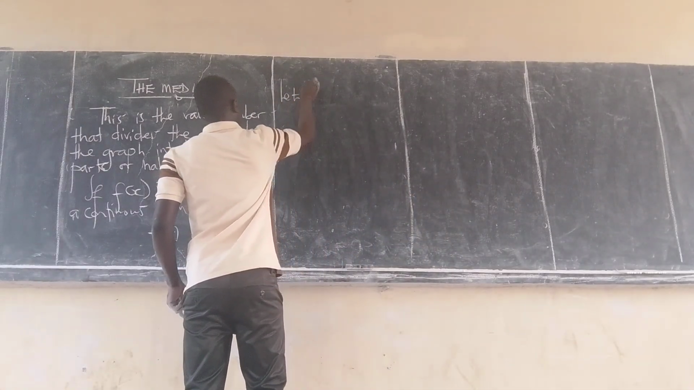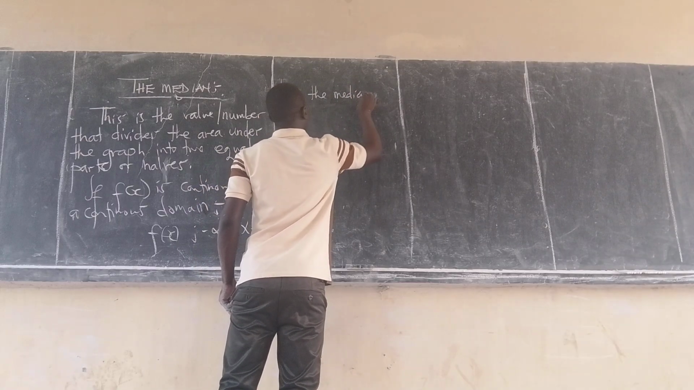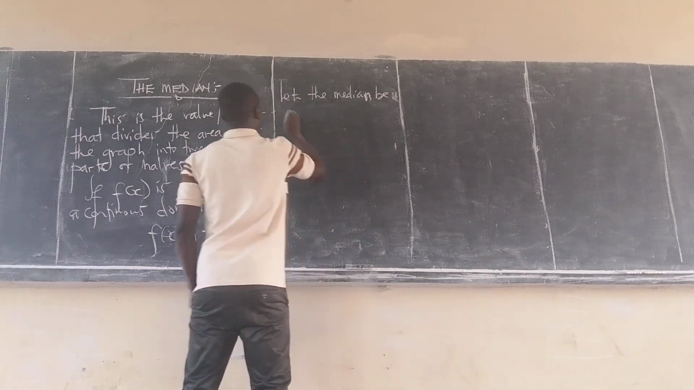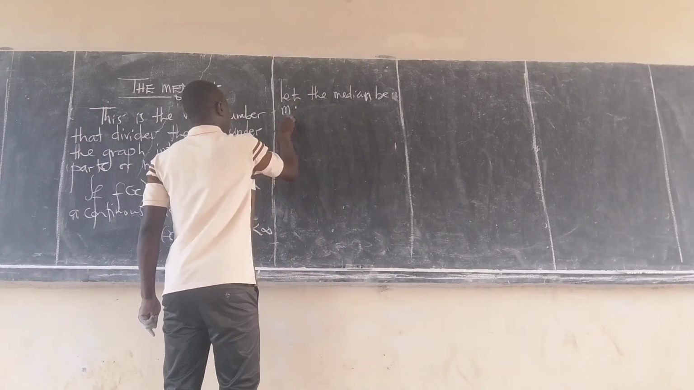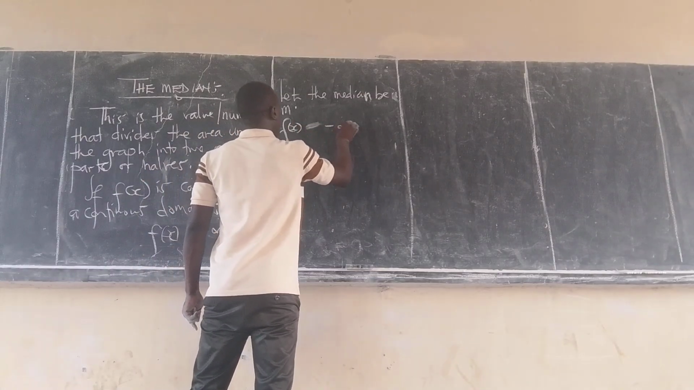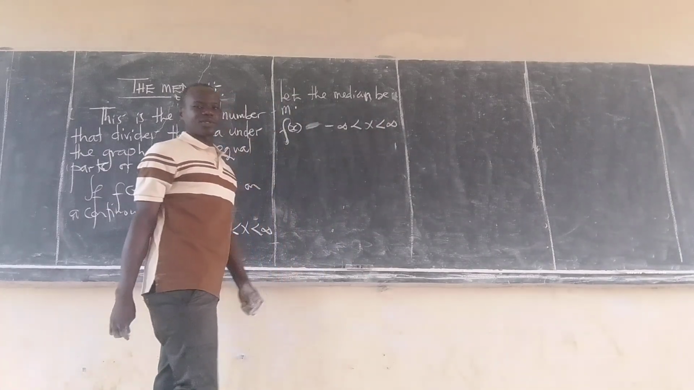So if we let the median be m, small m, it means that this initial expression, which was defined from negative infinity to positive infinity, will still stand.